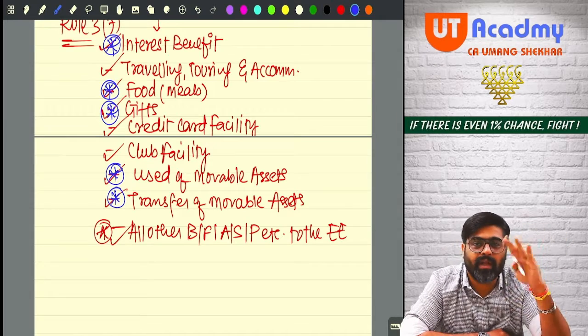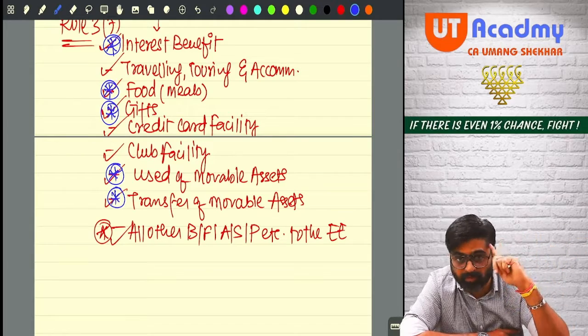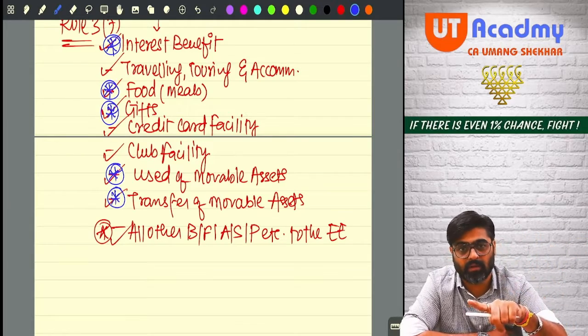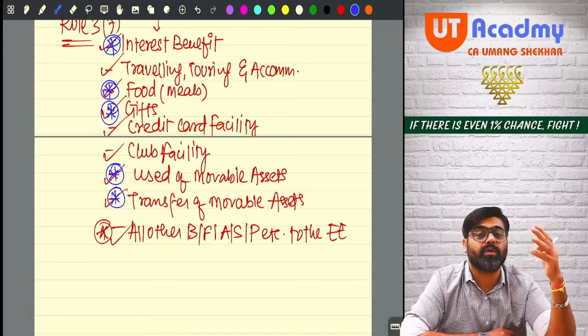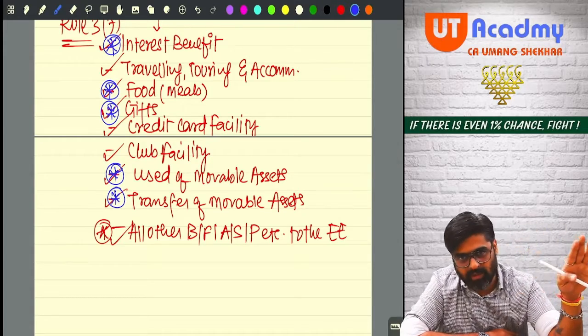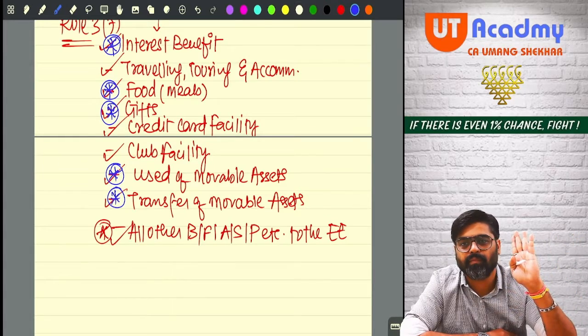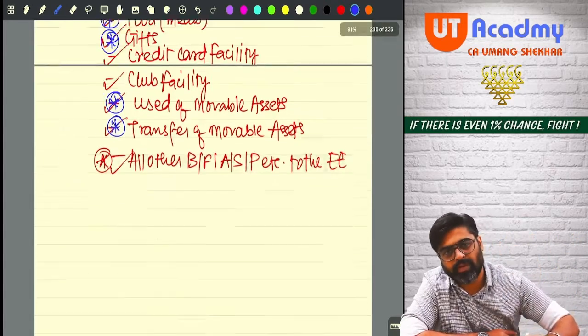So we will learn the valuation only for those things which I have marked. Rest other values are taxable. You are supposed to remember these are taxable, but we do not have to determine the value. That value will be determined by them and they will be giving that value in the question. Done? So the first benefit is what?